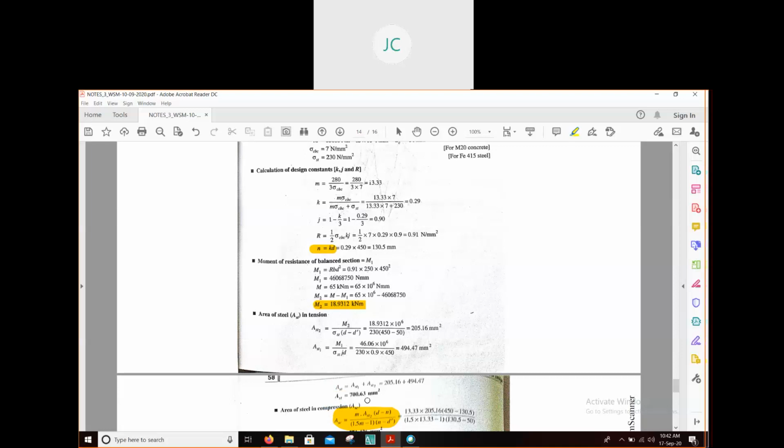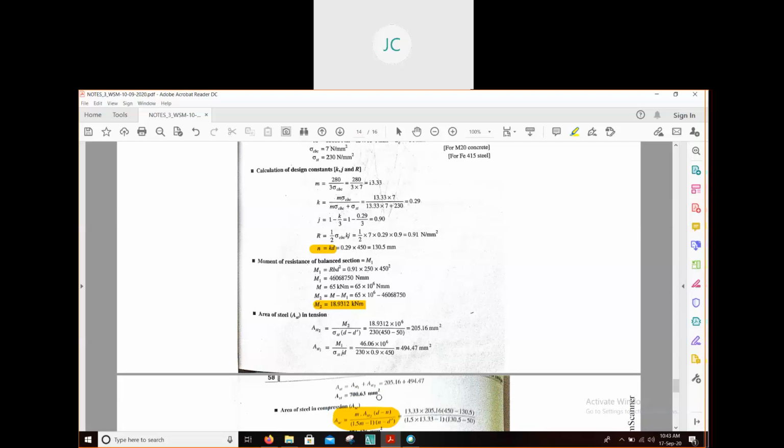Total required area is 700.63. So you can choose any diameter. You can choose 16 mm diameter or 20 mm diameter. But we have to provide this amount of area. Okay?